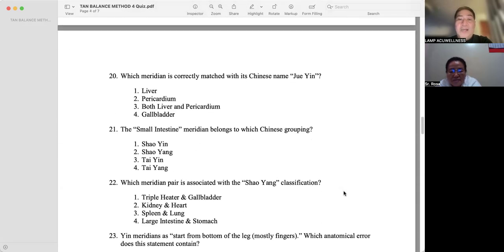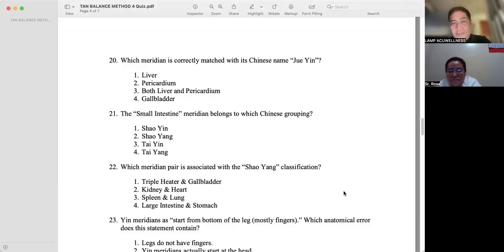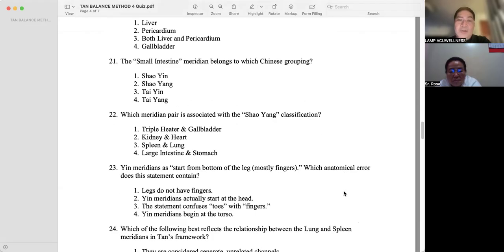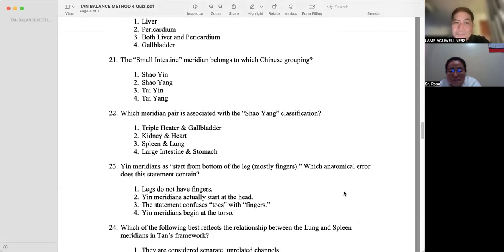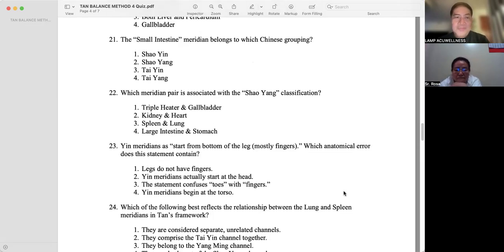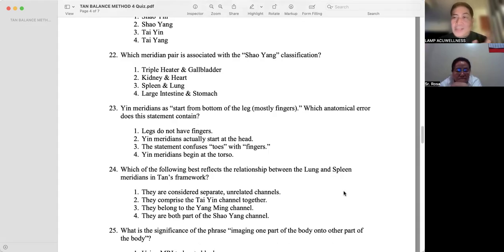Which meridian is correctly matched with its Chinese name, Jueyin? When Jueyin is mentioned, liver and pericardium both, Doc. Yes. The small intestine meridian belongs to which Chinese grouping? Shaoyang. Huh? Small intestine. Shaoyang. Wrong. Taiyang. Small intestine is Taiyang.